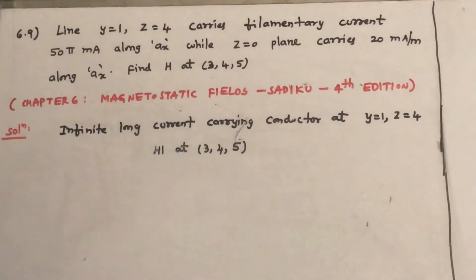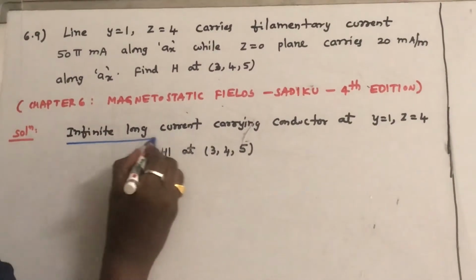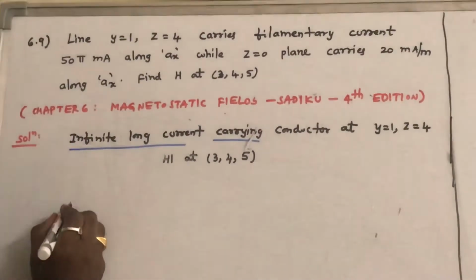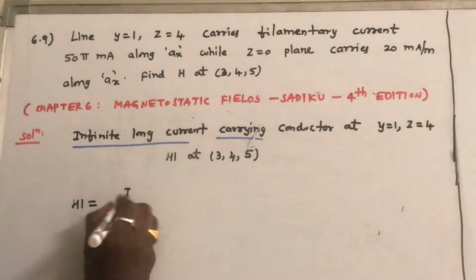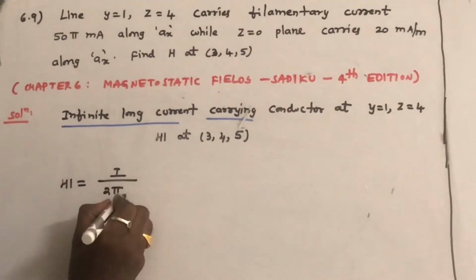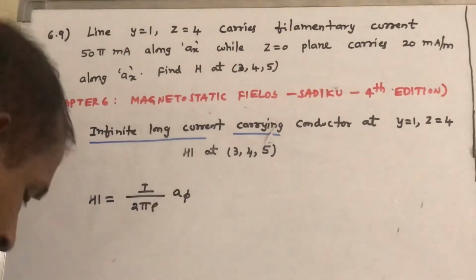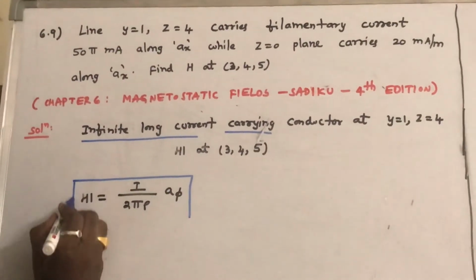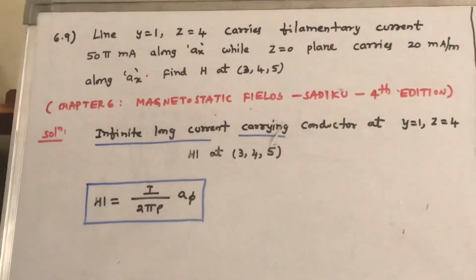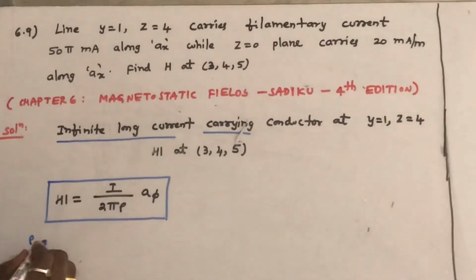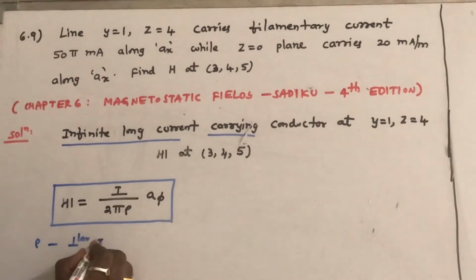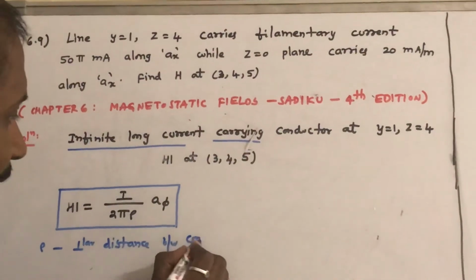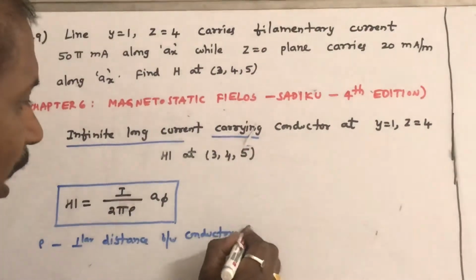As you know, the formula is very simple for an infinite long current carrying conductor. So what is H1? H1 is equal to I divided by 2 pi rho into A phi. I have explained this formula in the previous classes. Where rho is the perpendicular distance between the conductor and the given point.